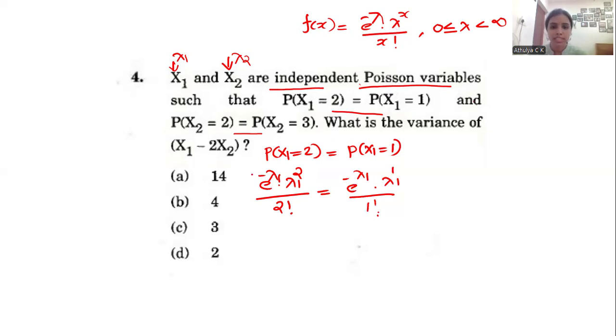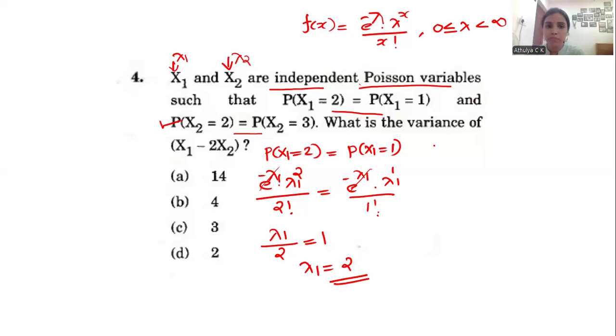Okay, from this we can see that e raised to minus lambda 1 on both sides will cancel out. What is remaining? Lambda 1 on one side and lambda 1 square on the other, so only lambda 1 will remain. Lambda 1 divided by 2 factorial, which is 2, is equal to 1. So from this, we get the value of lambda 1 as 2. Right. Then again, using the second condition, we will find the value of lambda 2.